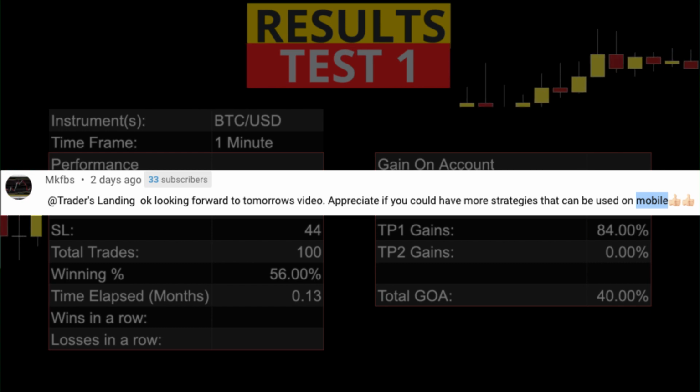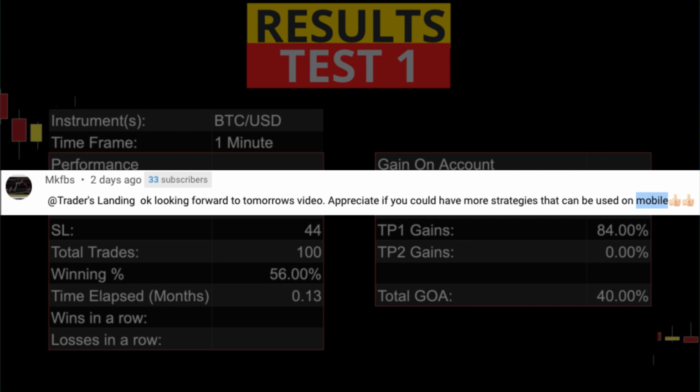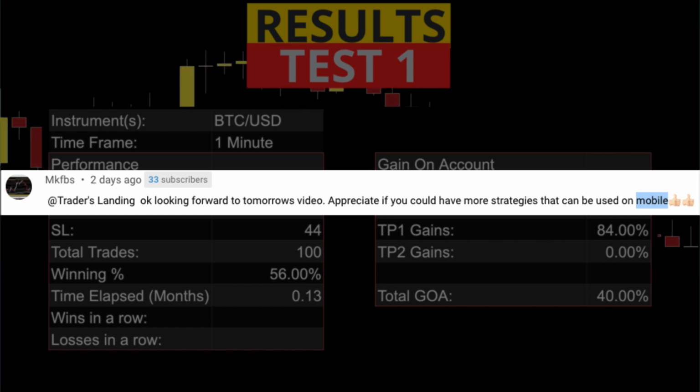When I think of mobile users, I picture a chart without separate indicator windows, so all the indicators appear over price action that you can see on a smaller screen. In addition, with small time frames, you can take trades fast when you are on the go.